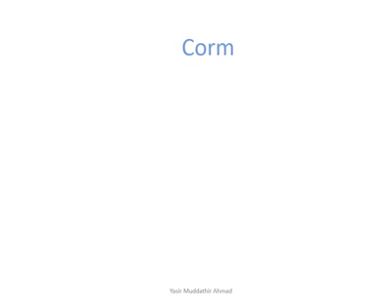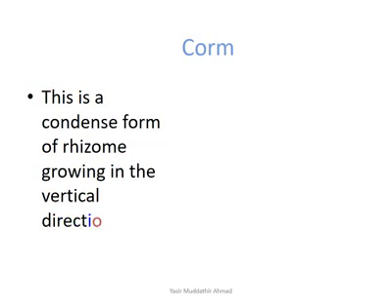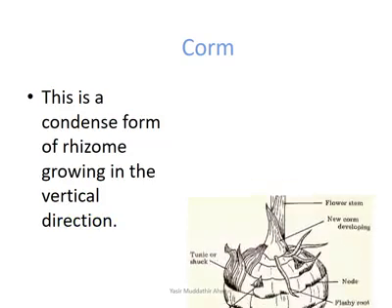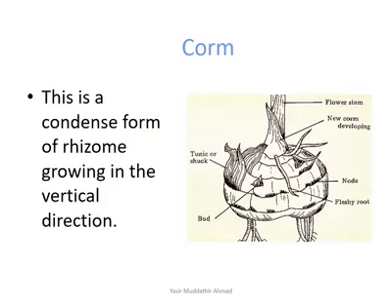The second type, the corm. This is a condensed form of rhizome growing in the vertical direction. It's having all the features of the underground stems. Now as you can see here, those are the nodes, and the space between the nodes are the internodes, and here the apical bud is going to give the aerial shoot. Now the difference between the corm and the rhizome is that the corm is growing in the vertical direction. The rhizome, as we viewed earlier, is growing in the horizontal direction.